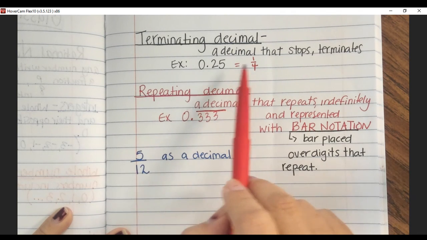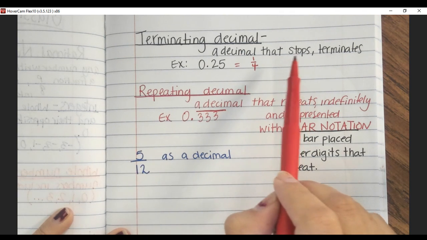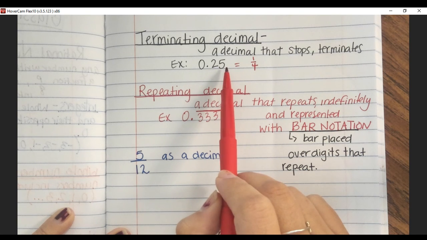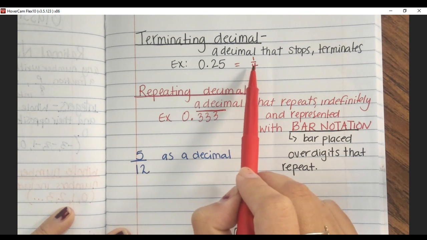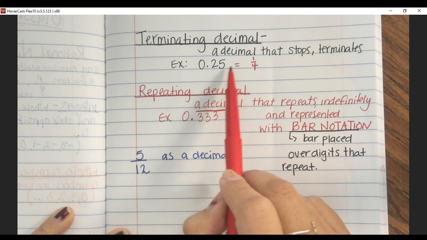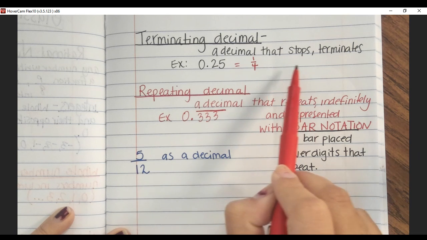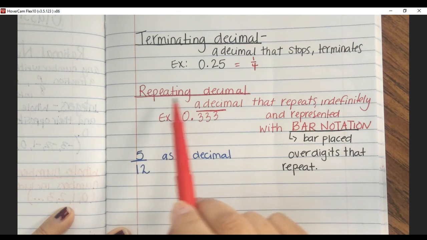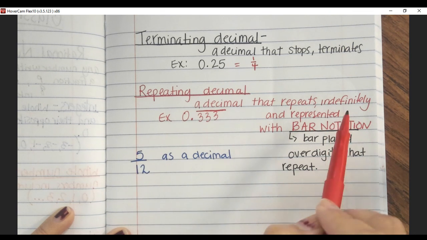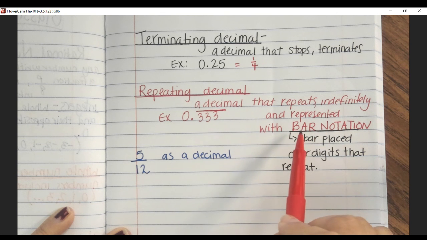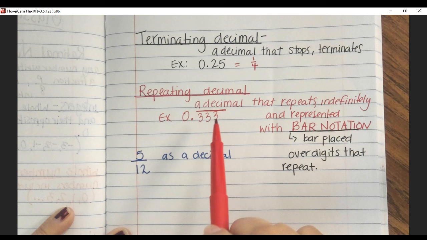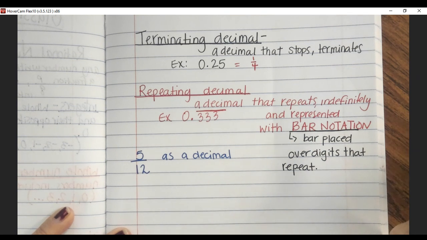So terminating decimals are decimals that stop, that terminate. So for example, we have 25 hundredths. There are no more digits after 5. Like if I just had 0, I could write 0, 0, 0 all the way. And so it stops, it terminates. The next one we have is a repeating decimal. It's a decimal that repeats indefinitely, and we represent it with bar notation. Bar notation is a bar that's placed over the digits that continue to repeat.